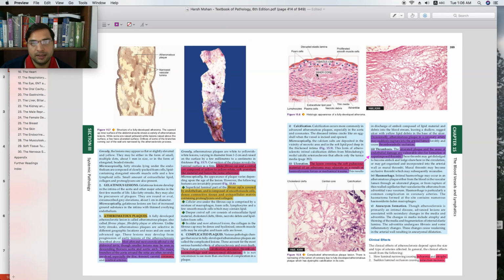Ulceration is when, as I was telling you, because of the high blood flow, the fibrous cap is eroded, and this atheroma develops ulcers. The ulcer is the erosion of the endothelial layer. The endothelial layer and the fibrous cap are eroded. So that is called ulceration. You can also call it rupture of these atheromas, or rupture of these atheromatous plaques.